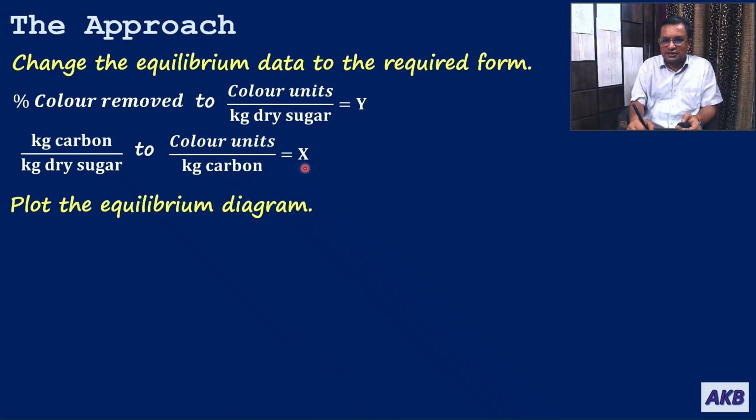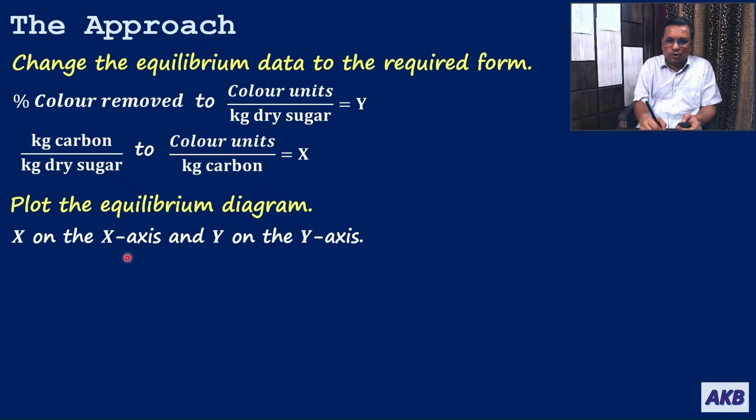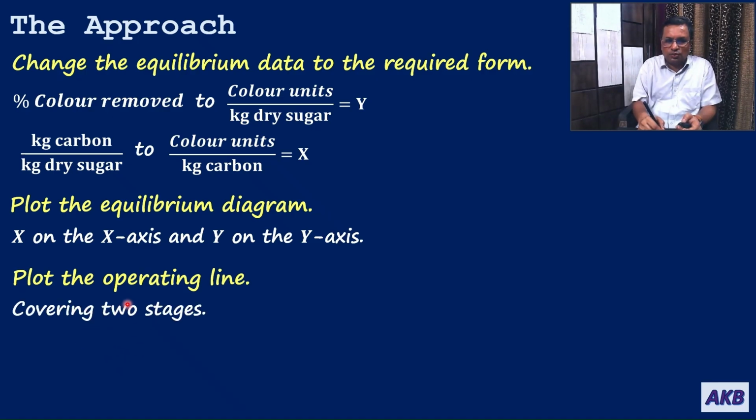Once the data is ready, the second step is to plot the equilibrium diagram. Capital X will be plotted on the x-axis, and capital Y on the y-axis. After you have the equilibrium diagram ready, the next task is to plot the operating line on the equilibrium diagram. We are going to plot an operating line that will cover two stages, because the adsorption operation is to contain two stages.